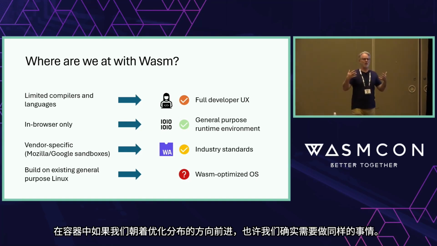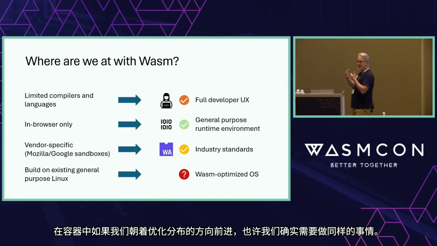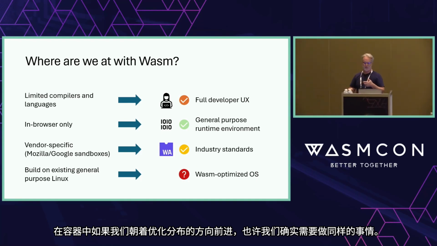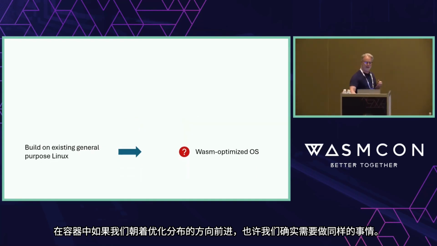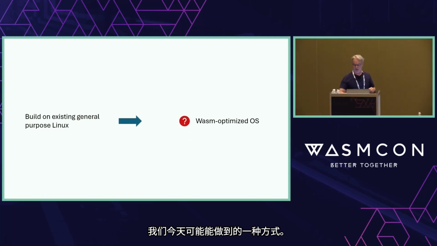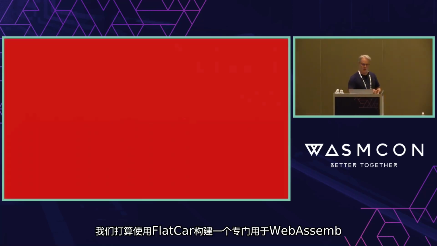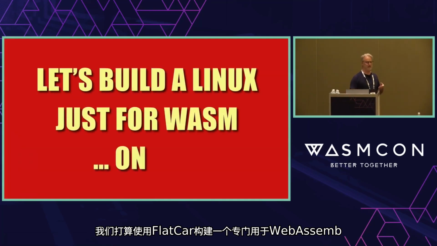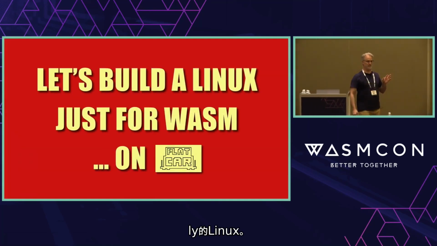Finally, though, we still use general-purpose Linux, or general-purpose Windows, if you happen to do that, right? And the real question here is, if in containers we moved toward an optimized distribution, maybe we need to actually do the same. And that's what I'm going to show you: one way we might be able to do that today. We are going to build a Linux just for WebAssembly using Flatcar.